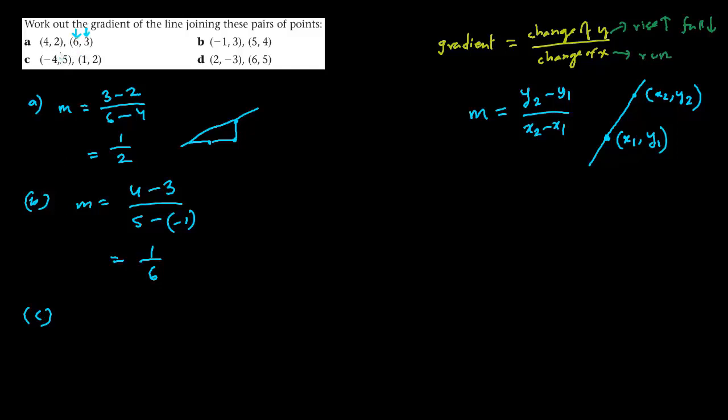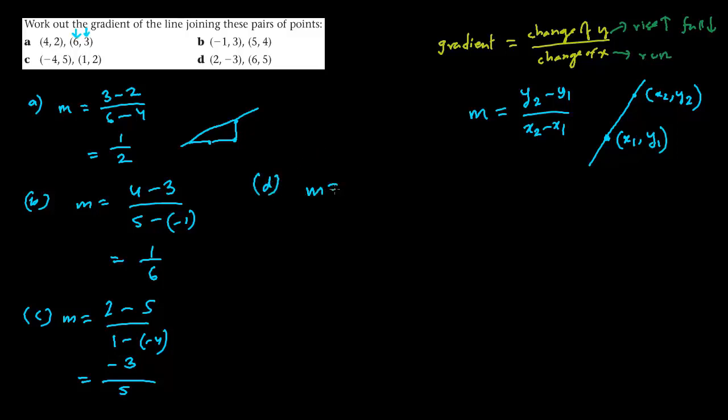Question number C. So here we have y2 is going to be 2 minus y1 is going to be 5, divided by x2 is going to be 1 minus, this is minus 4. So the gradient would be 2 minus 5 is minus 3. 1 minus minus 4 is 5. Minus 3 by 5 is the gradient.